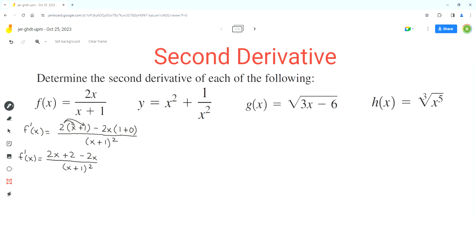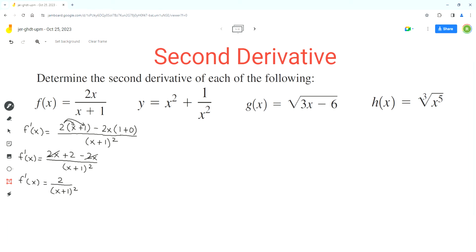Now we can simplify the numerator by combining like terms. So 2x and negative 2x will cancel each other out. So we are left with f prime of x equals 2 over (x plus 1) squared.